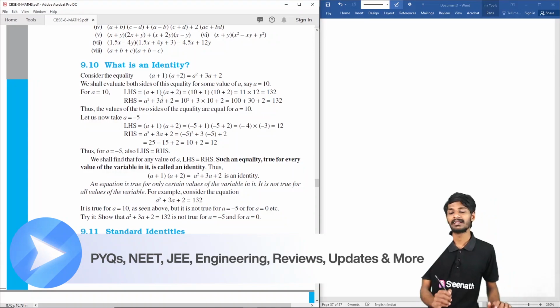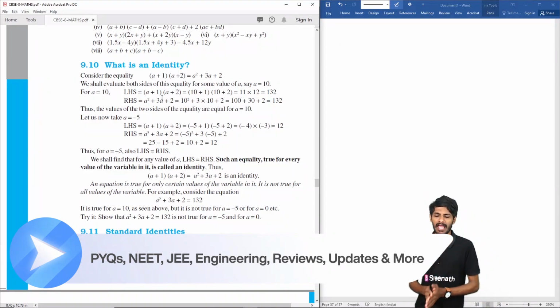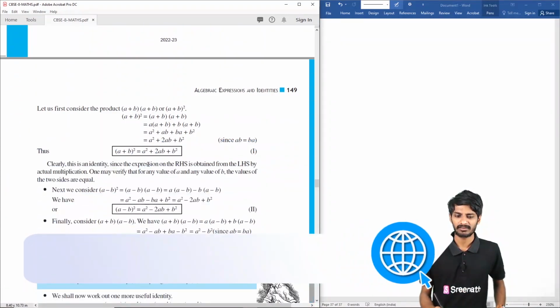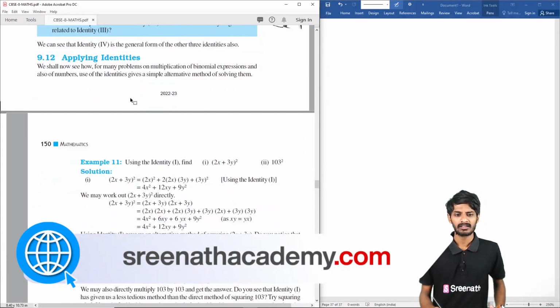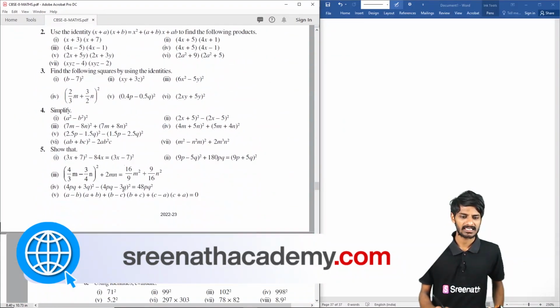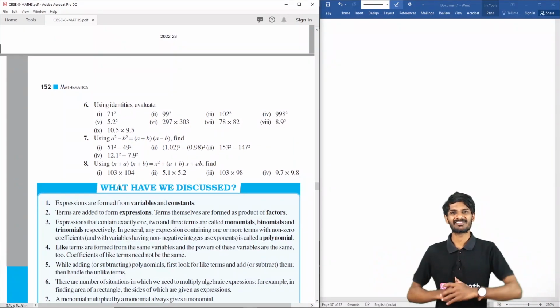Later thing is the identity. So what is meant by an identity? And there are some standard identities. Okay, and how to apply the identity, applying identities. And next, we are going to solve the examples. So that is the end of the chapter, students.